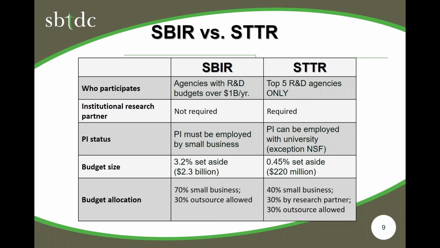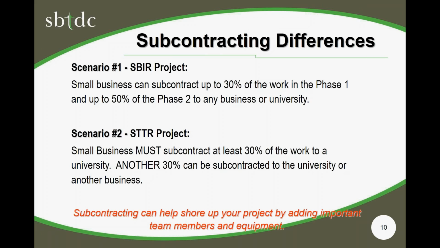STTR, at minimum 40% must go to the small business, at least 30% to that research partner, and then another 30% can be outsourced. Okay, so that STTR allows flexibility between three parties if you wish. So let's talk about two scenarios. One that covers SBIR, the other that covers STTR.